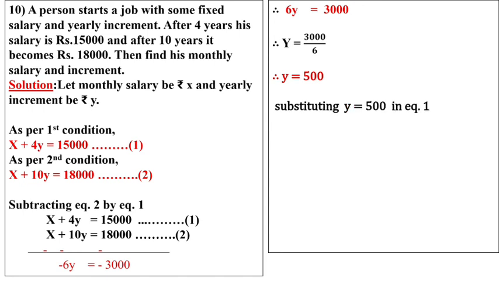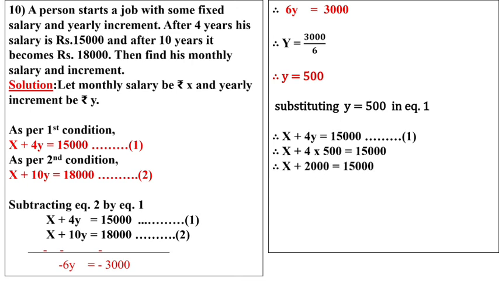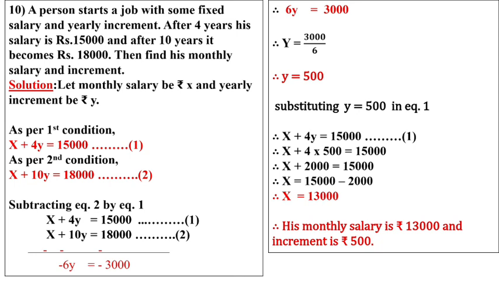Substituting y = 500 in equation number 1. Equation number 1 is x + 4y = 15,000. So we substitute the value of y as 500: x + 4 into 500 = 15,000. So 4 into 500 we get 2,000, right? Now 2,000 goes to the right side and becomes minus 2,000. Therefore x = 13,000. It means the monthly salary is 13,000 and the yearly increment is 500. Understood? Okay, let's move to the next question.